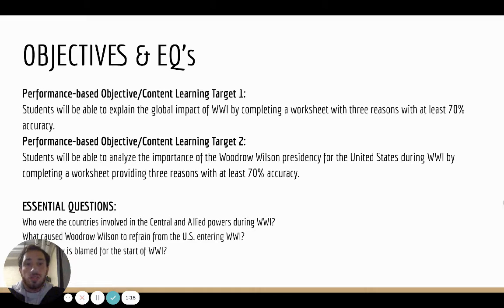So our essential questions are: who were the countries involved in the Central and Allied powers during World War I? Our next question is, what caused Woodrow Wilson to refrain from the U.S. entering World War I? Again, we'll get into that later today. And what country is blamed for the start of World War I?